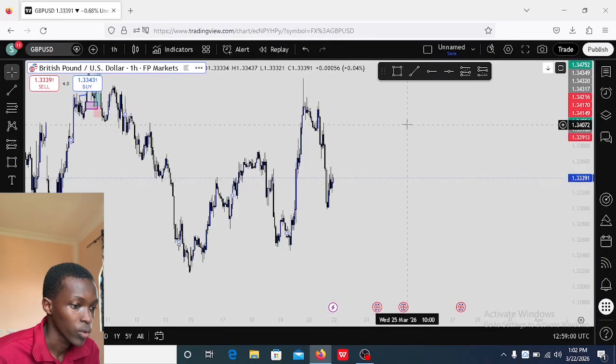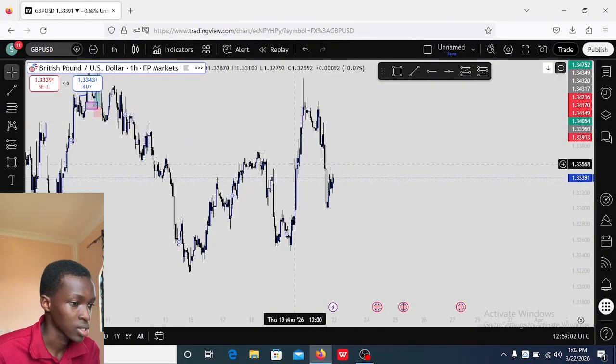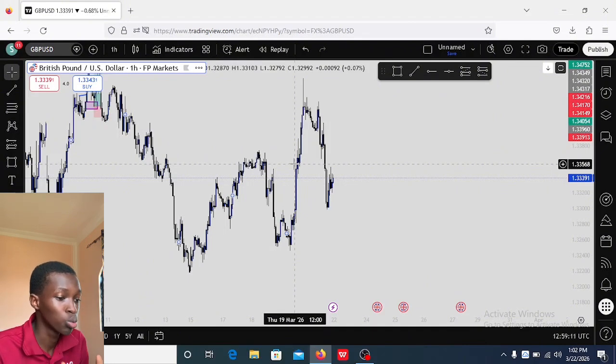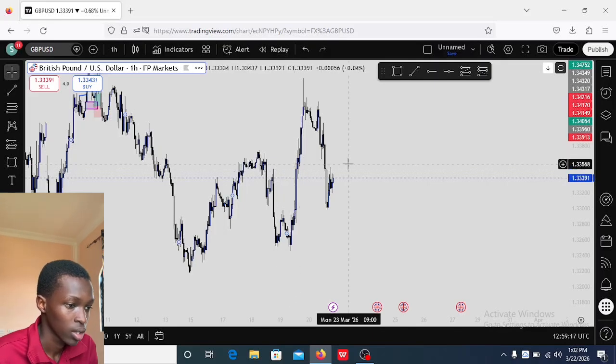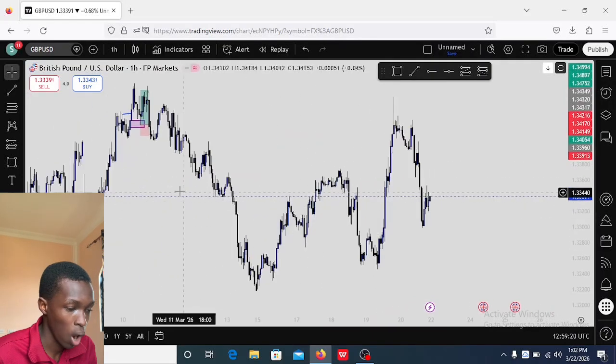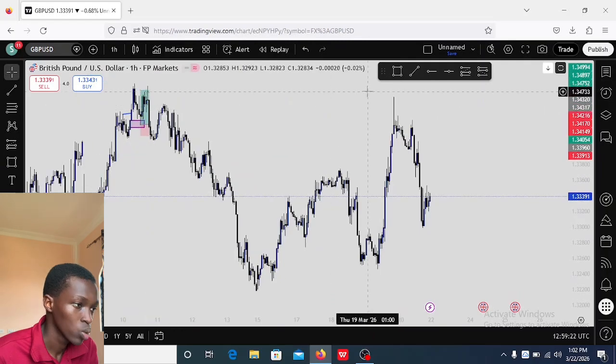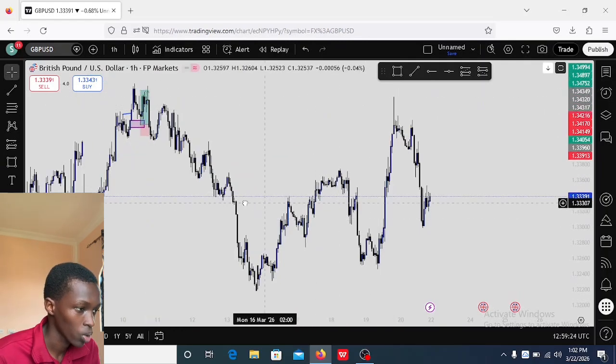When you're trading a lot of pairs, you don't really get to master all the pairs. But when you choose one or two, you are able to master the chart patterns and how the market moves. When you stick to one pair, you get to understand how the market moves.